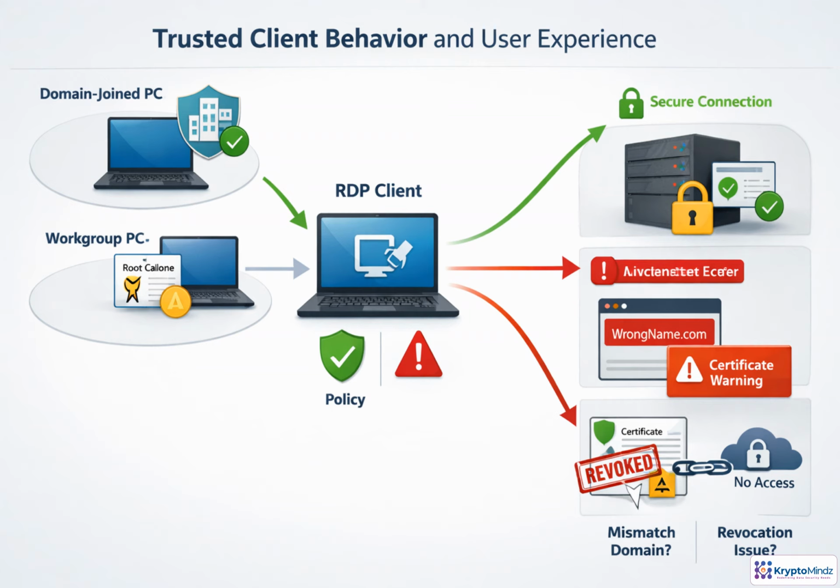When a user starts an RDP session, the client silently runs a series of trust checks. It begins by asking, "Do I trust the issuing root CA?" Domain-joined machines usually do. Standalone machines might not until you import that root. Then it verifies the chain, checks revocation, and confirms the server name exactly matches what's on the certificate. Only when all of those pass do users get a clean, warning-free connection.